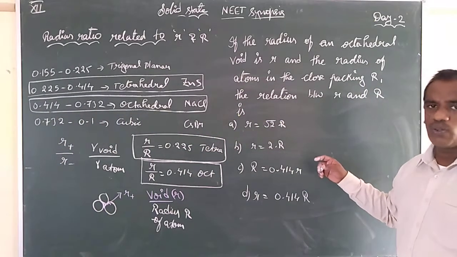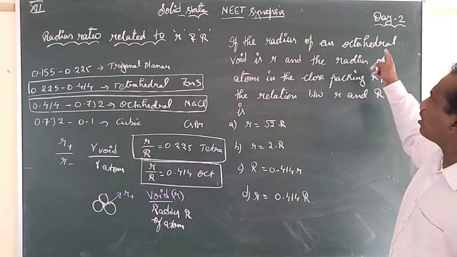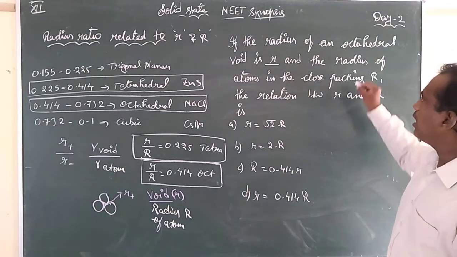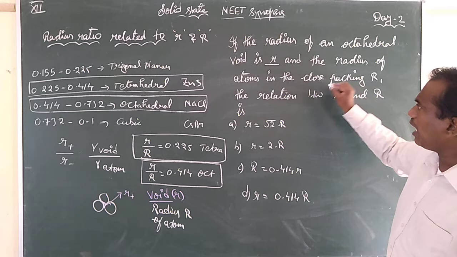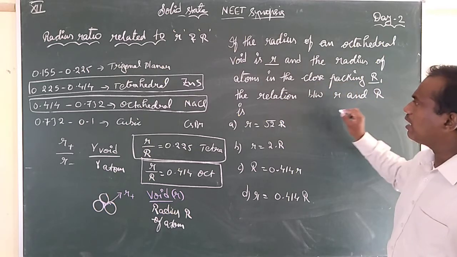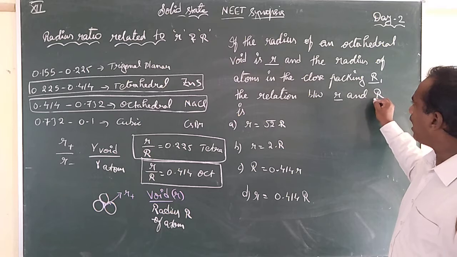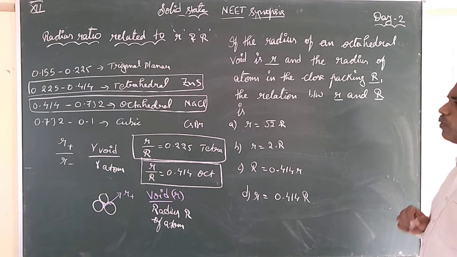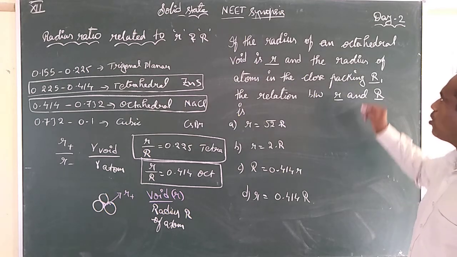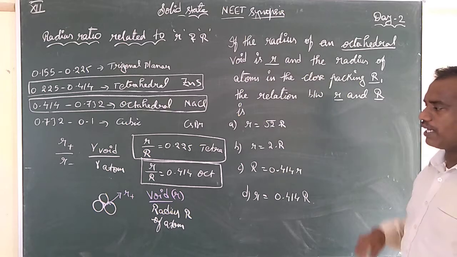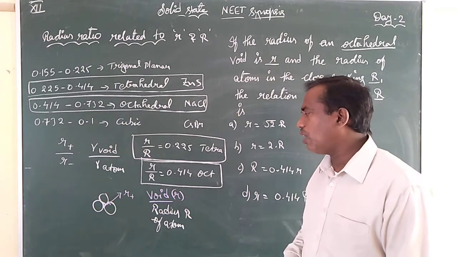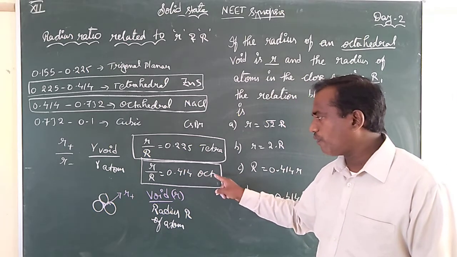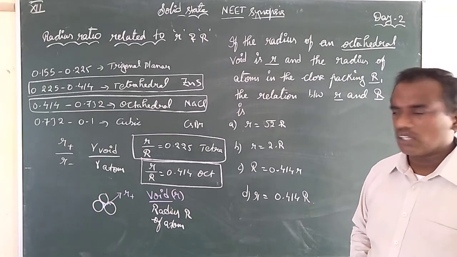See the question here. What is the question given here? If the radius of an octahedral void is r, and the radius of the atom in the close packing is R, the relation between r and R is... Here we want to find out what type of system they have given. Octahedral system. Generally for the octahedral system, r by R is equal to 0.414.